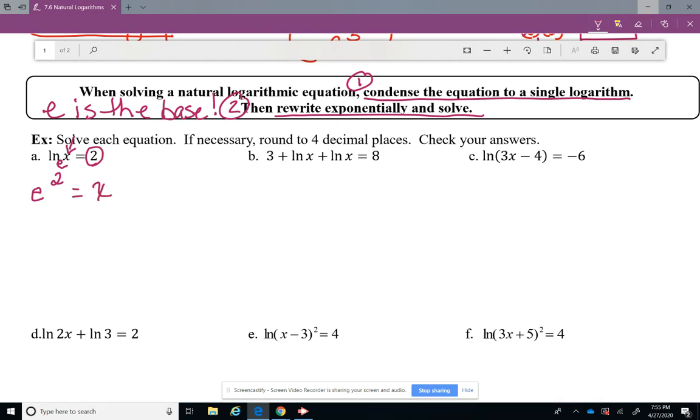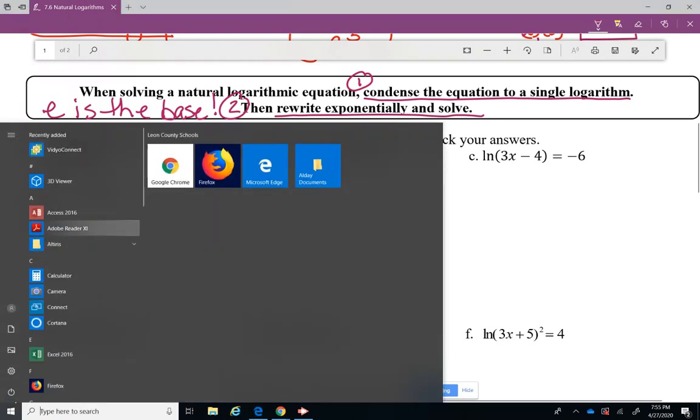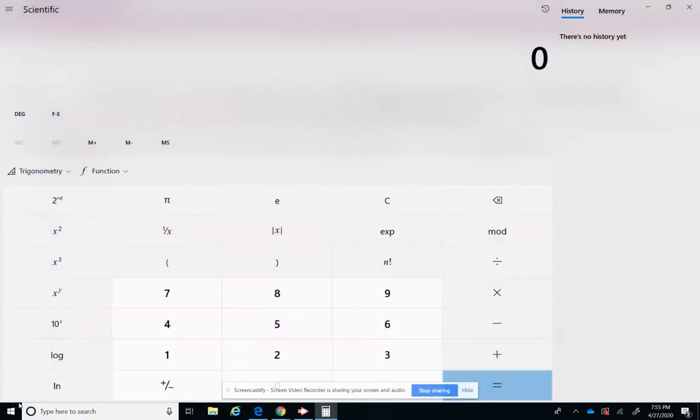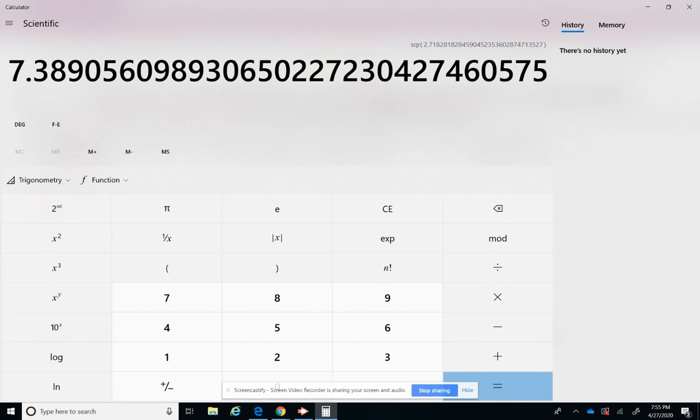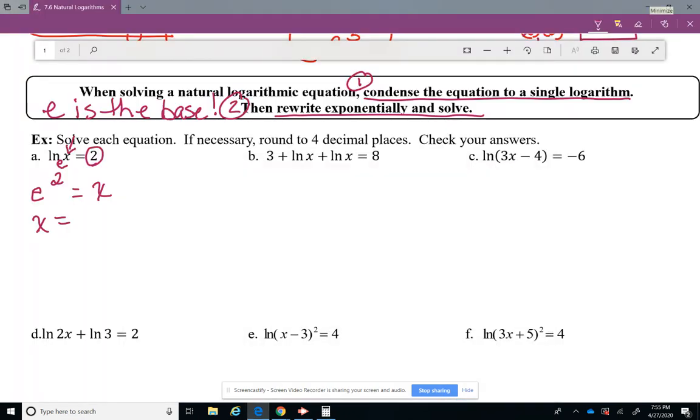All right. Well, I'm ready to solve. I'm supposed to find out what x is. It says round to 4 decimal places. So x equals, I want you to take your calculator. You need it. If you don't have it, pause me and go get it. We're going to do e, we already did this a while ago, to the second. And you see that it's 7.389, and that's going to be a 1. Okay, so I'm going to change my equal sign to approximately. 7.3891.